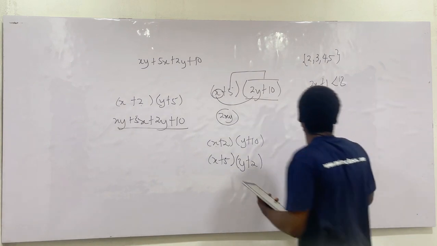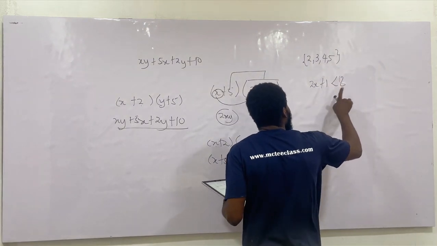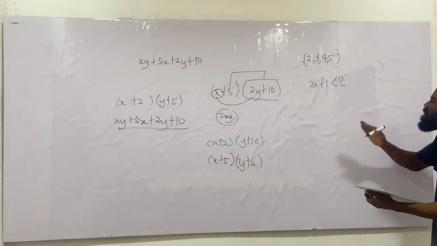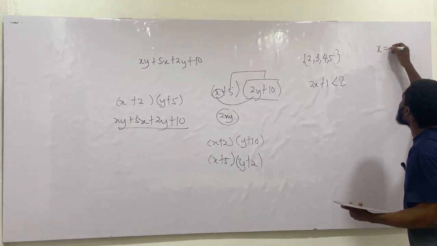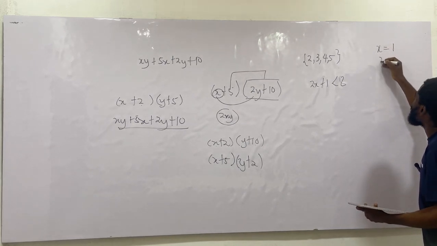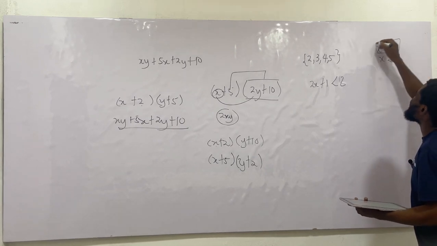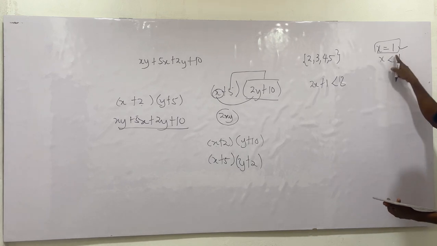Like I've said most of the time, when you have a linear inequality, the answer you get is a range of values. The answer you get will be a range. It is different from, this is what I'm saying, if I have x equals 1, it is different from x less than 1. x equals 1 means that x is exactly 1, but x less than 1 means that x is less than 1.